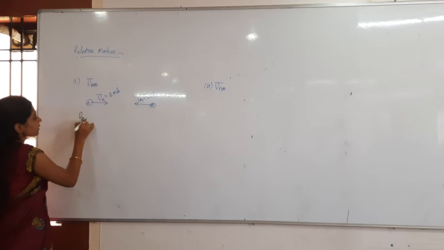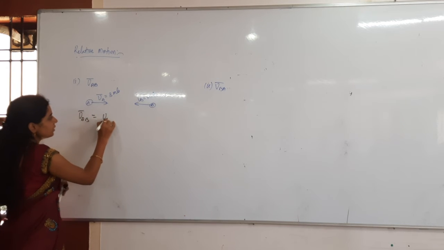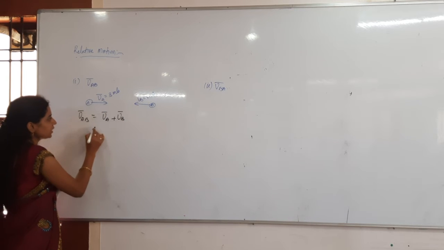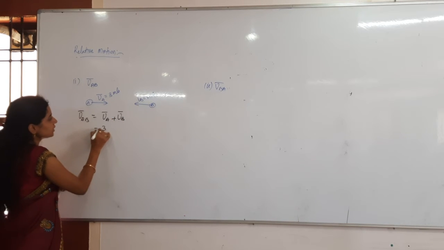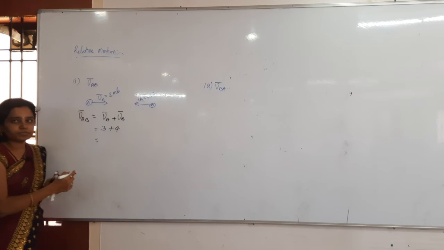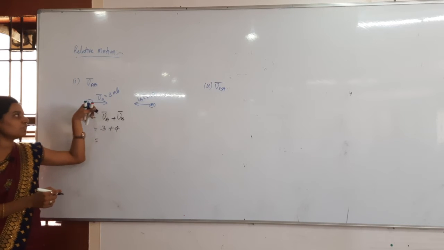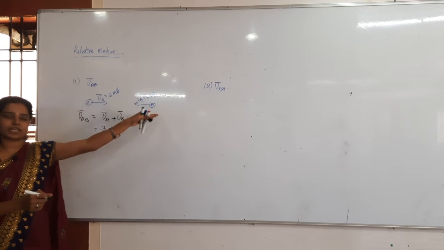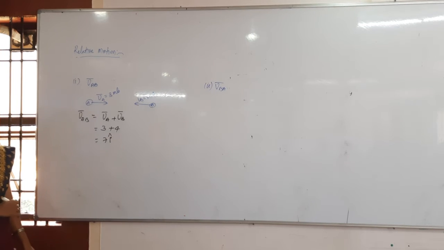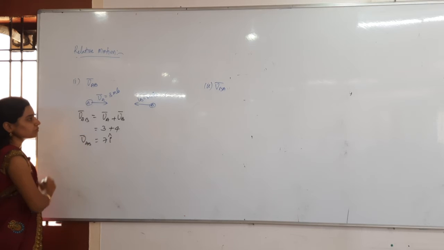Now we know the VAB formula already. Whenever both are approaching towards each other, the formula is VA plus VB. VA is 3 and VB is 4. Who is observing here? B is observing. B is observing that A is moving in which direction? Positive x-axis. So we will get 7 I cap. Clear? This is the relative velocity of A with respect to B.